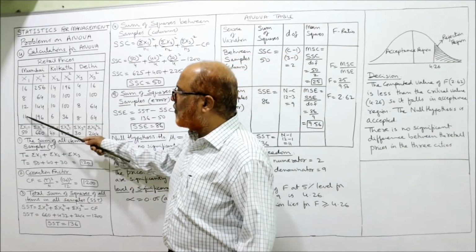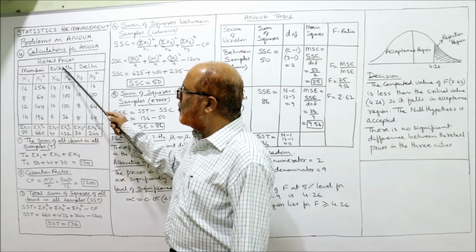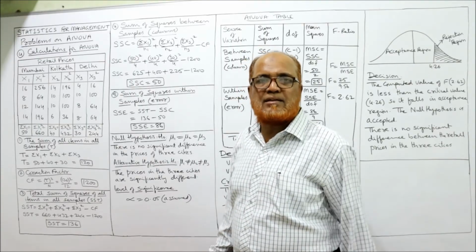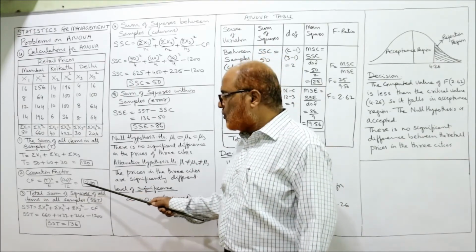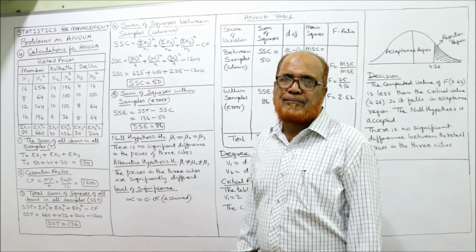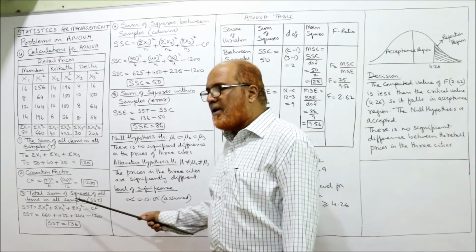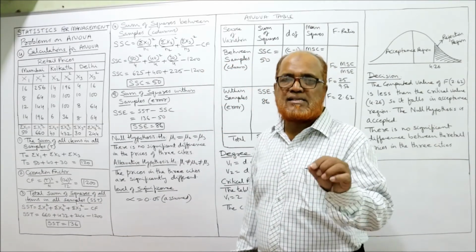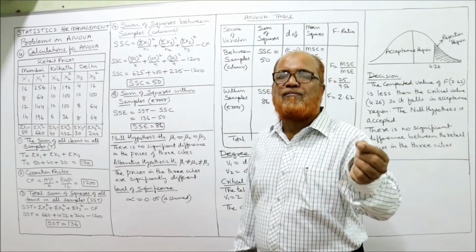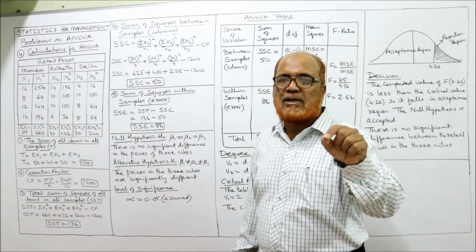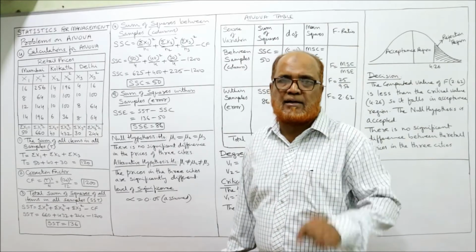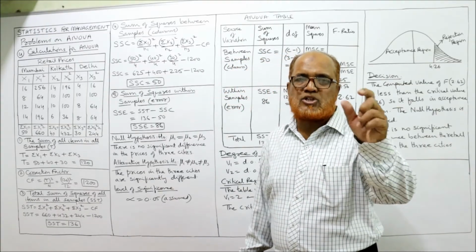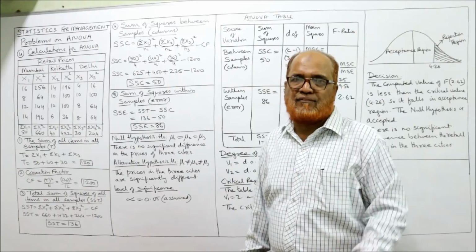Every sample has 4 items: in Mumbai 4 items, in Kolkata 4 items, in Delhi 4 items. So 4 threes are 12. Totally 12 items are there, so n is equal to 12. So 1200 is the correction factor. Now we calculate SST, the total sum of squares of all the items in all the samples. The formula is SST equals summation x1 square plus summation x2 square plus summation x3 square minus CF.